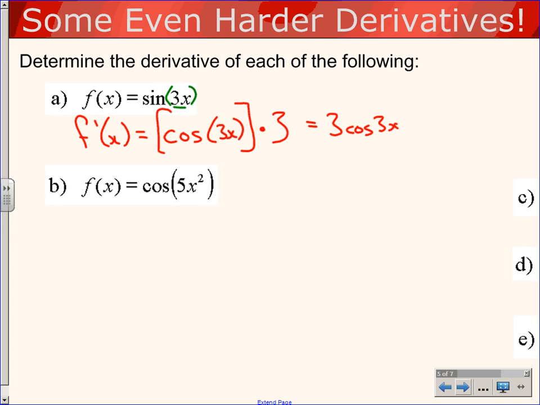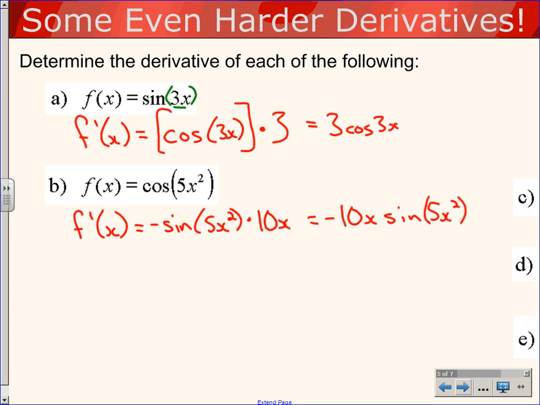So what about this one? Same idea, right? That 5x squared is the inside part of our cos function. So the derivative of the outside would be minus sine, and we leave everything inside the same. So minus sine 5x squared, and then multiply that by the derivative of what's inside, which is 10x. Using the chain rule.